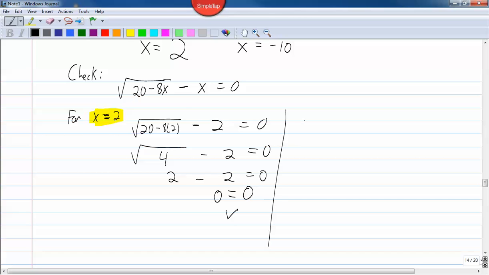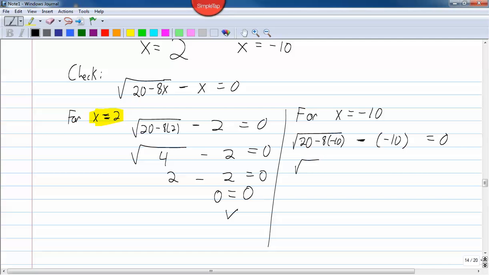Alright, now I'm going to check for x equals negative 10. Go back and plug it back into your original equation. So this is the square root of 20 minus 8 times negative 10. Then I have minus x. X is negative 10. When you plug a negative in, be careful. Plug it in parentheses.